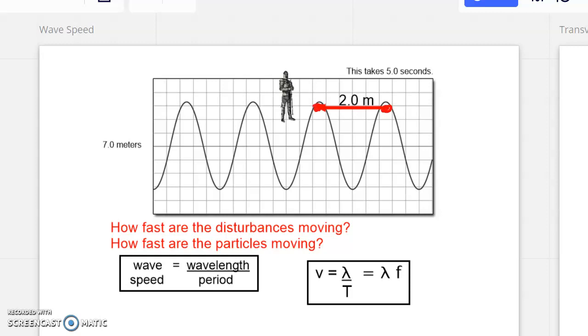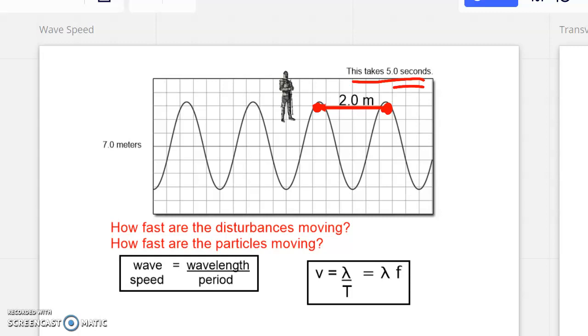I could say that easier, but I don't want to. I want to make you think of a vocabulary word. Let's say that for that disturbance to cover that 2 meters, it takes 5 seconds. Again, I could say that easier too, but I want you to think about the vocabulary word.